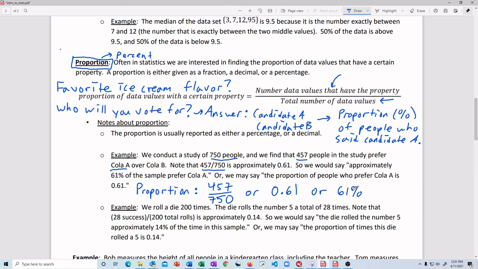61% of people prefer Coke. The proportion of people who prefer Coke is 0.61. What? That doesn't sound right. So get that out of here. 457 out of 750 people prefer Coke. Like, okay, I guess it's a little better, but not good. So when we're talking to each other, go percent.